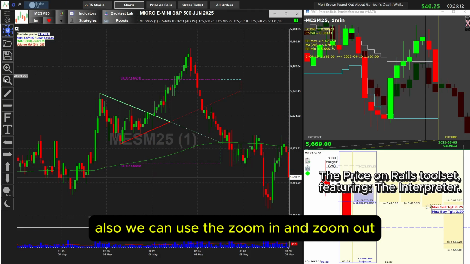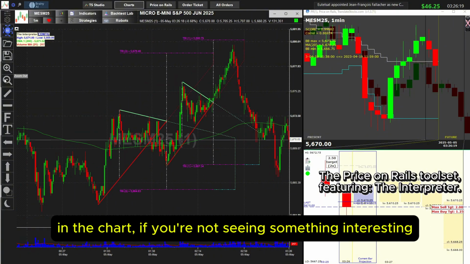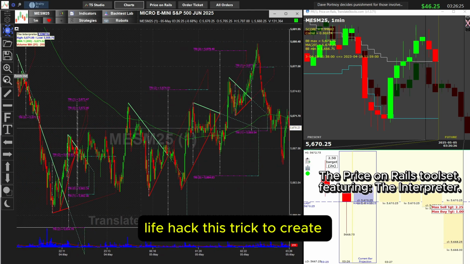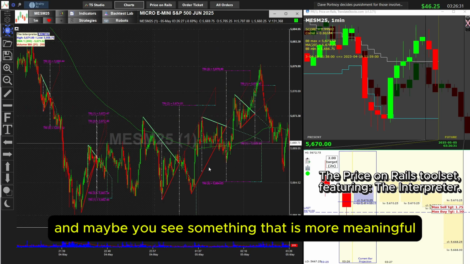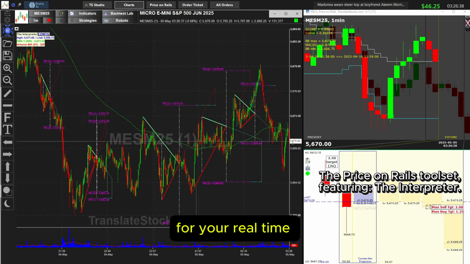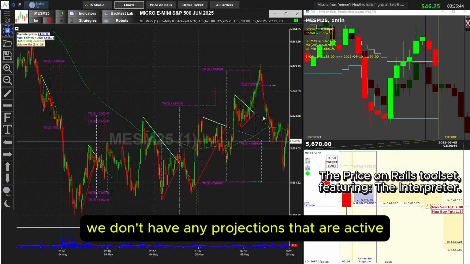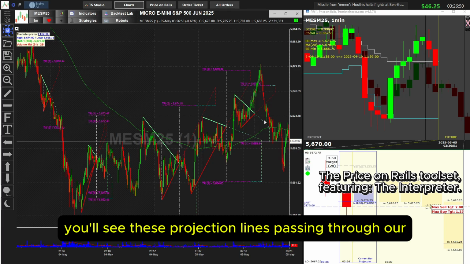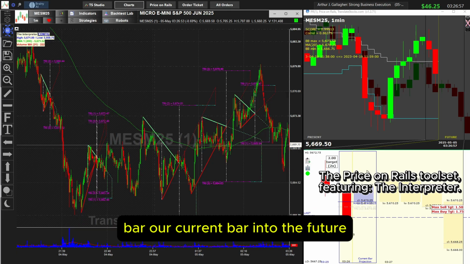We can use the zoom in and zoom out to make the system adapt the analysis to what we are seeing in the chart. If you're not seeing something interesting, you can use this life hack, this trick, to create another analysis, and maybe you see something more meaningful for your real-time bar here. Sometimes, as we are seeing, we don't have any active projections. We have only past projections. If we have something active, you see these projection lines passing through our current bar into the future.